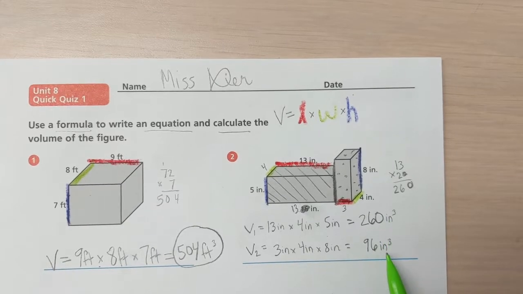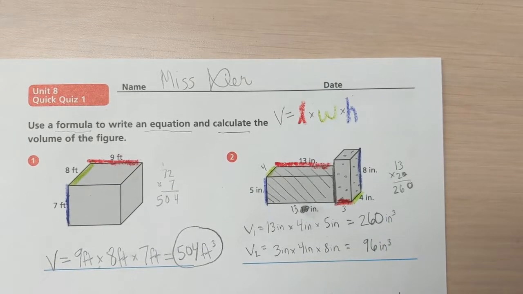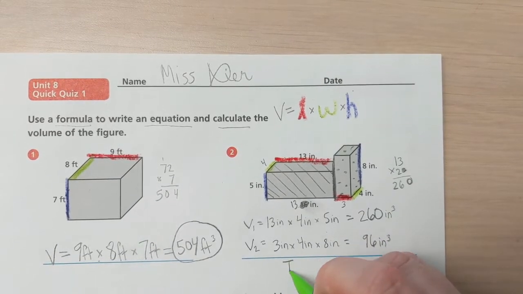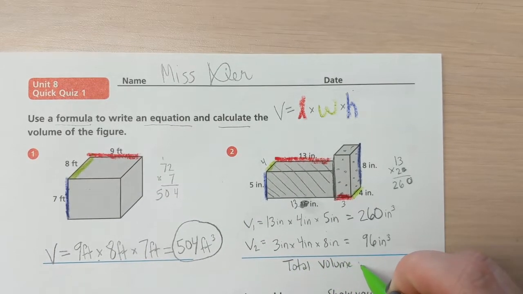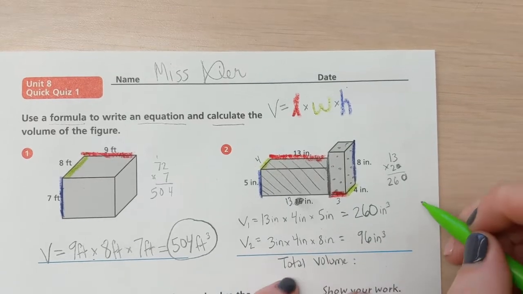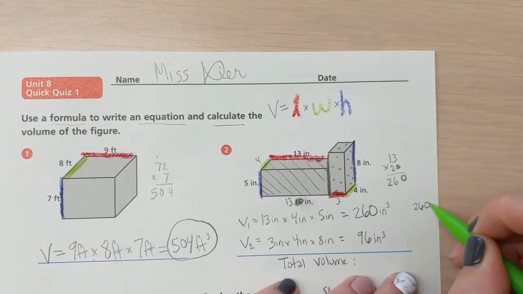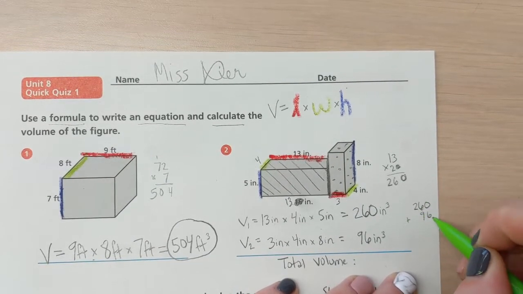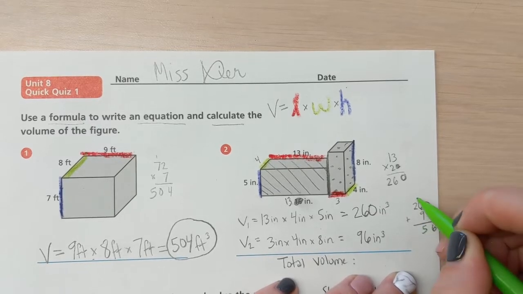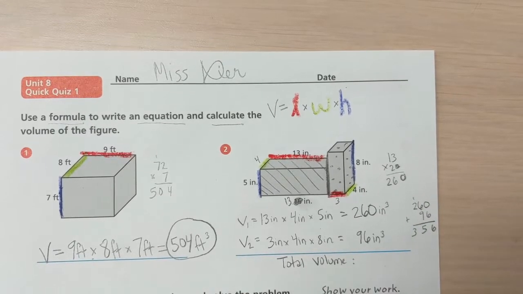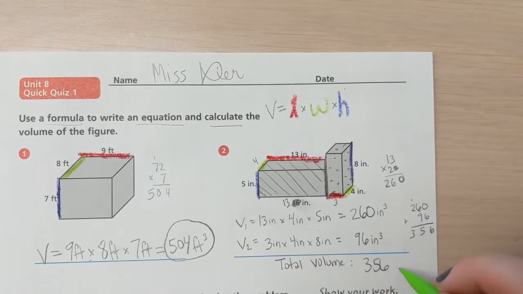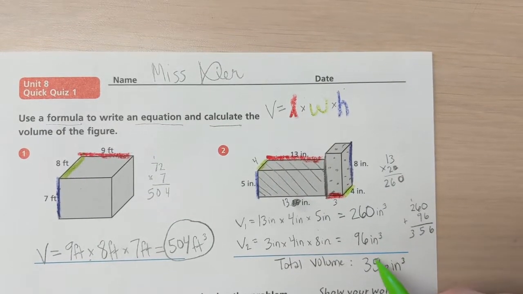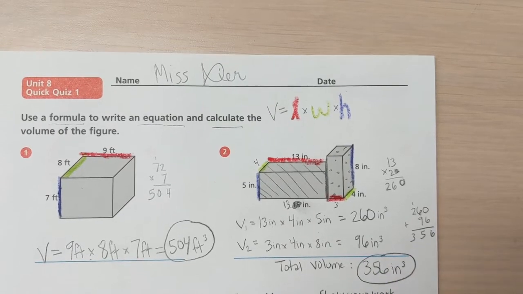These are partial volumes. So in order to find the total volume, we need to add up both of the partial volumes. So just over here on the side, I'm going to add 260 plus 96. You should get 356. And then they're inches cubed because it's volume. That is my total volume.